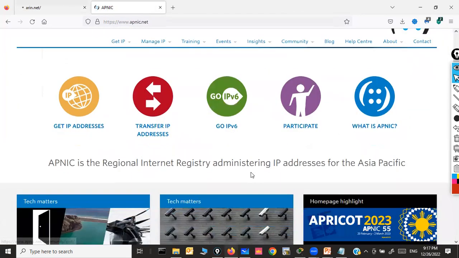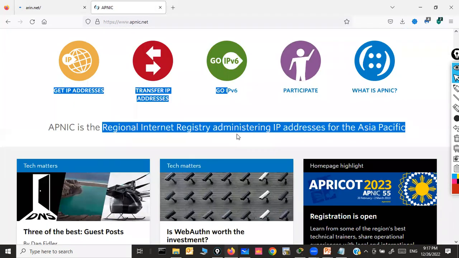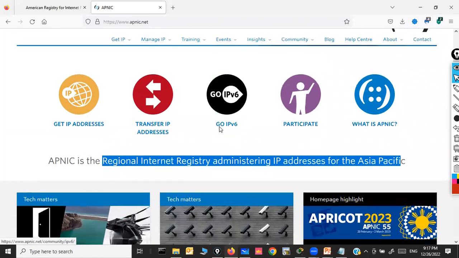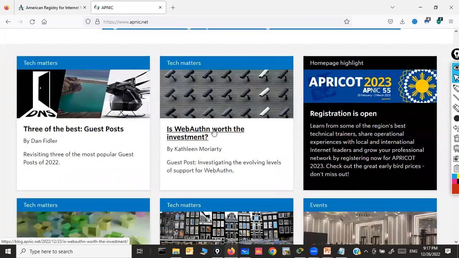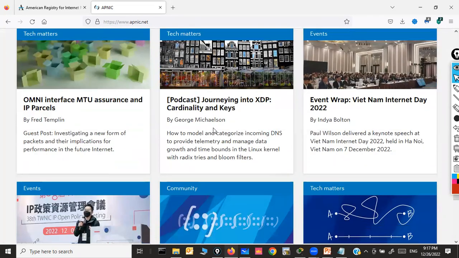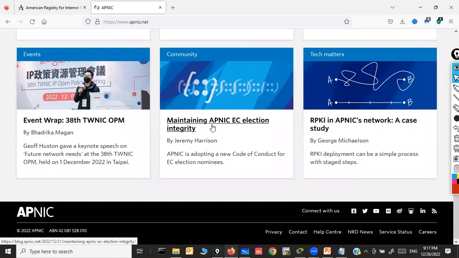APNIC is for Asia. It's a regional internet registry administering IP addresses for the Asia Pacific, right? It is responsible for maintaining uniqueness of IPs in the Asia region. And you understand, if there is no authority, no organization, how can global uniqueness of IP be maintained? Who would be responsible to provide IPs, right?